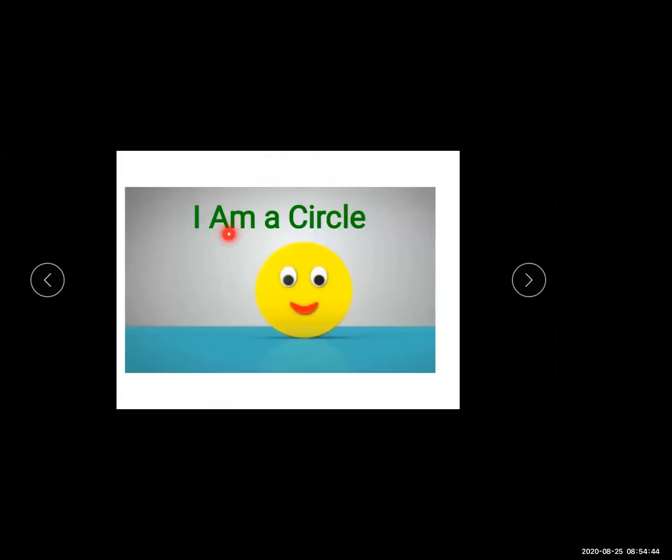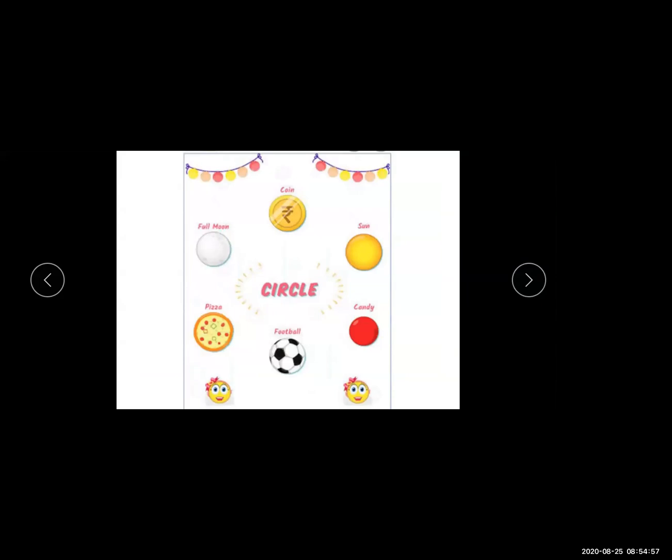I am a circle. I have no sides. See, circle does not have any side. This is round in shape. Now let us see circles family also. So who is there in the circles family?